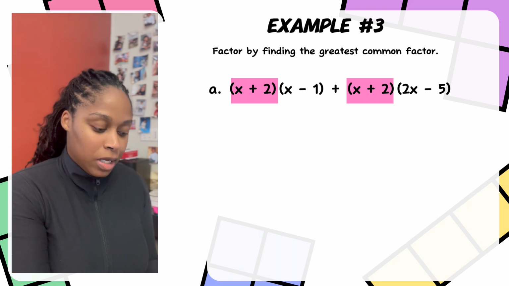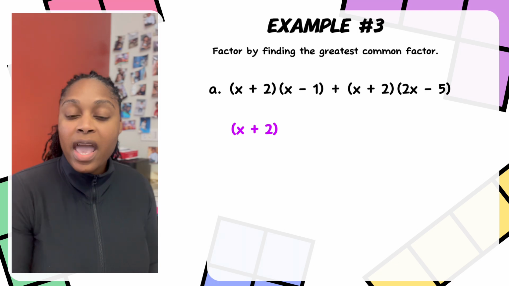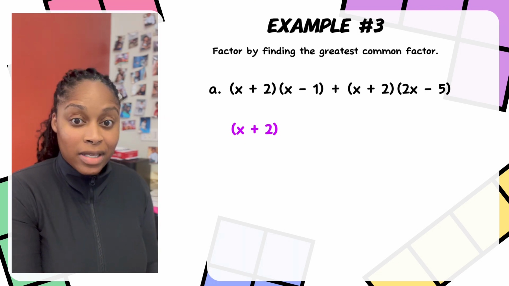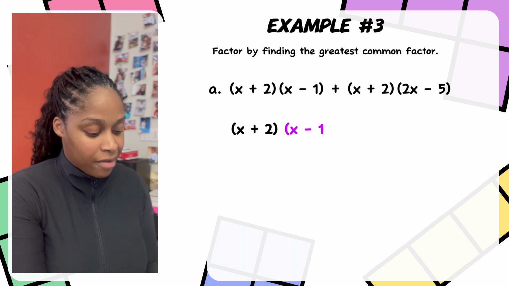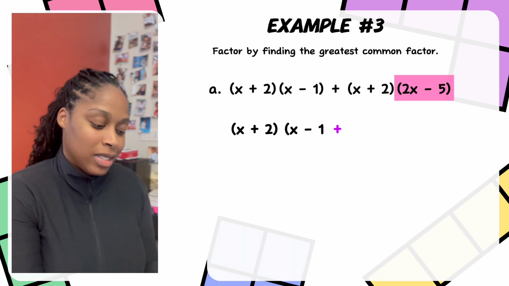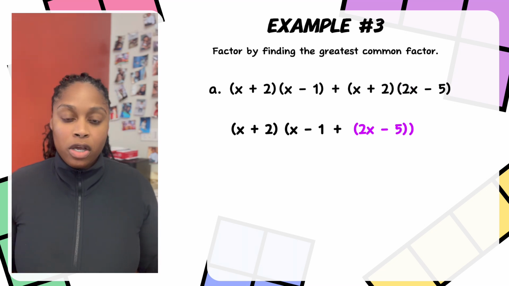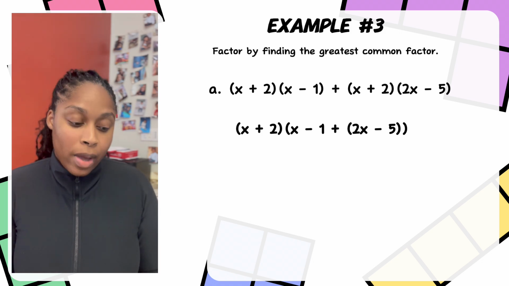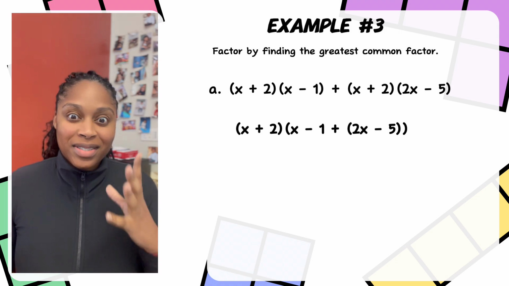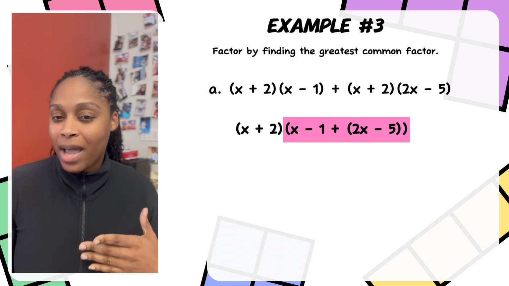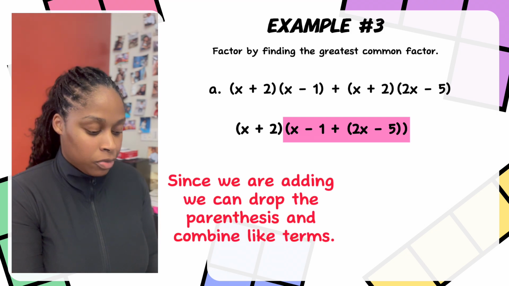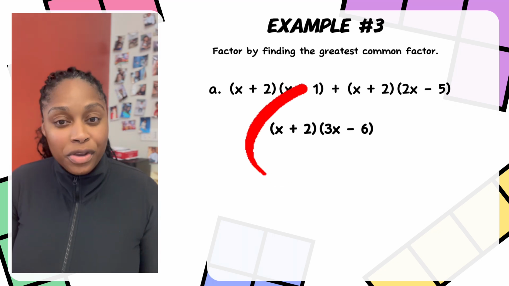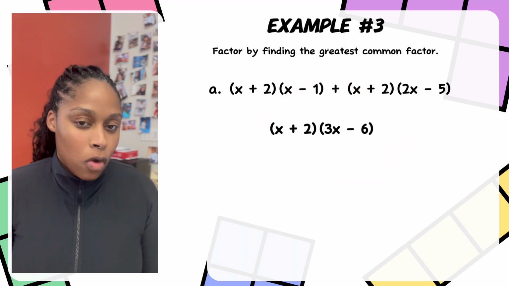So I'm going to pull out x plus 2 and put that in parentheses. And then I'm going to write what is left over. From the first set over here, I see that I have x minus 1 left over, right? And then I have a plus left over, and then I have 2x minus 5 left over. All right, so right now we should have x plus 2 in parentheses, and then another parentheses next to it, x minus 1 plus 2x minus 5. So in that second set of parentheses, we can combine like terms. So after you combine like terms, you're going to get x plus 2 and then 3x minus 6. And that's going to be your answer for this problem. Okay, so hopefully not too bad.